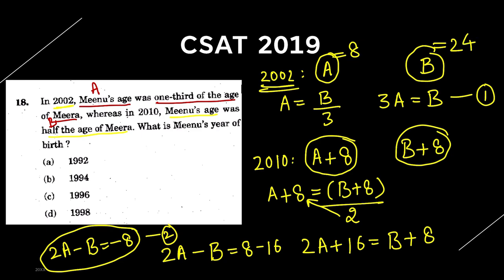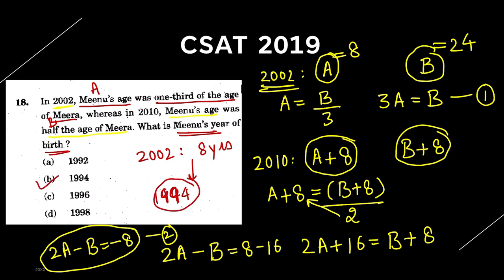Now, they are asking, Meenu was born in which year? If in 2002 Meenu's age was 8, she must have been born 8 years before that. Means, in 2002 she was 8 years old, so if you go back 8 years, she was born in 1994. That is why in 2002 she is 8 years old. So, 1994 is the answer for question number 18 of the 2019 exam. I hope this is clear.